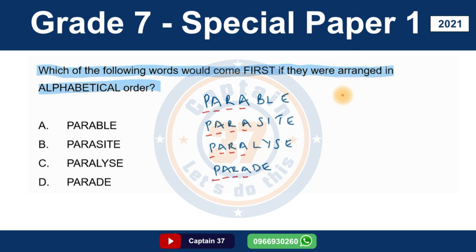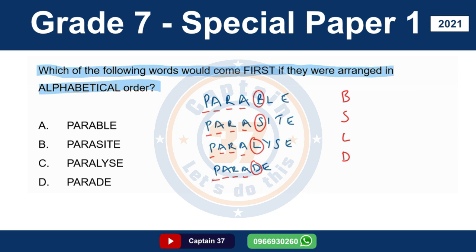So let me write those. There is B, which is that one. Then there is S. Then there is L. And then there is D. Which one of these comes first? It would help, if you wished, to write down the letters of the alphabet. A, B, C, D, and so on.